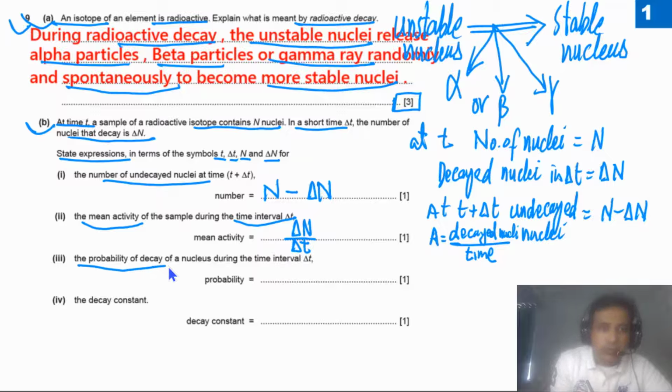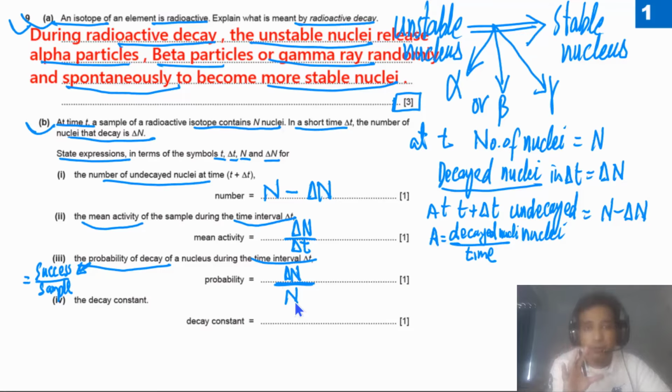Next one is the probability of decay of a nucleus during the time interval delta t. And probability is equal to success over sample. Success means the number of nuclei decayed. In this case, number of nuclei decayed, we have delta N, and the initial number of nuclei in the sample, initially we have capital N. So this one is the probability of decay of a nucleus.